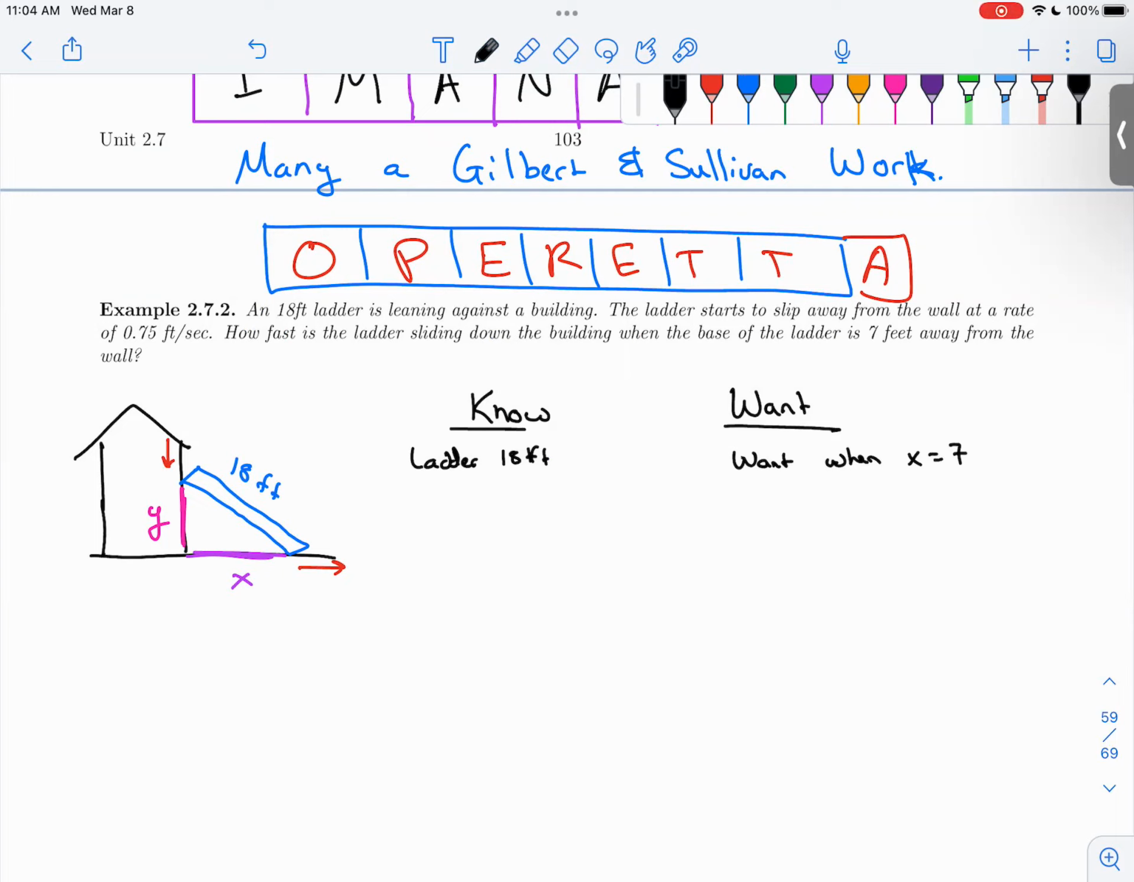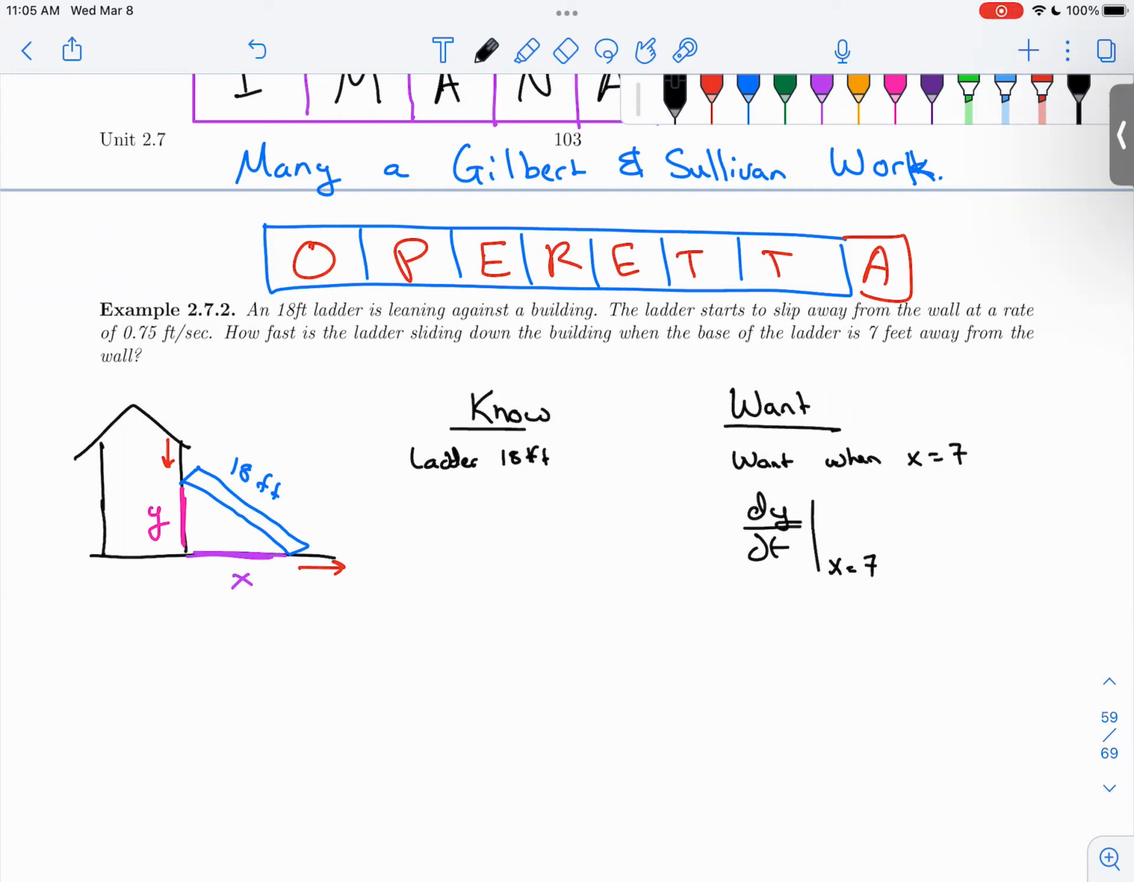Yeah, what do we want? Mathematically speaking, what do we want? Do we want dv dt? Do we want what? Yeah. We want dy dt, because we want to know the rate at which it's falling down. So we want dy dt when X is equal to 7. Okay, so that's all we want. That's the only thing we want really right here.